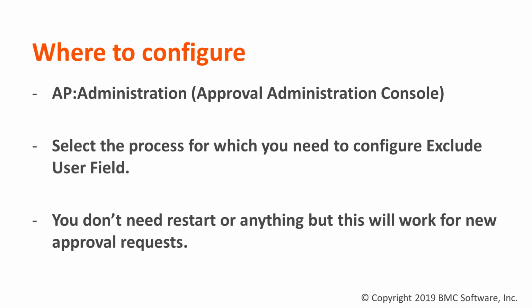Where to configure it? You need to go to the AP administration form, that is the approval process administration console. Select the process for which you need to configure this. After you configure it, you don't need to restart anything. This will work from the new request. The older requests will not be updated after this change.